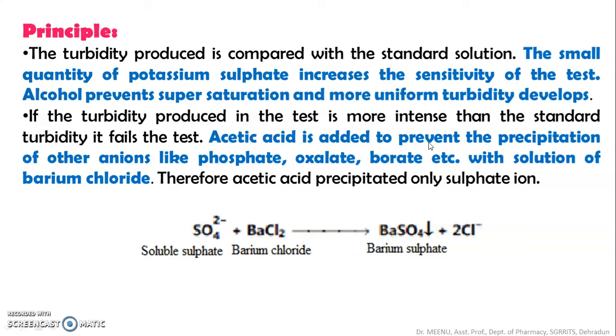If the turbidity produced in the test is more intense than that of the standard, we can say the given sample fails the limit test, and vice versa. That means if the turbidity of the test sample is less intense than the standard turbidity, we can say the given sample passes the limit test. Here acetic acid is added to prevent the precipitation of other anions like phosphate, oxalate, borate, etc. with the solution of barium chloride.